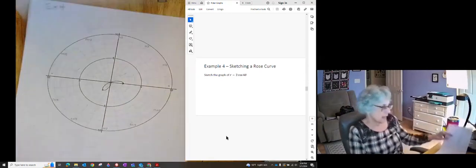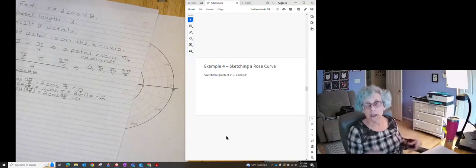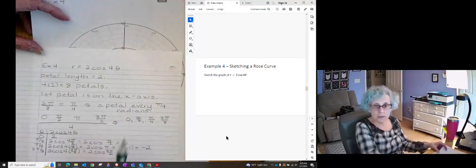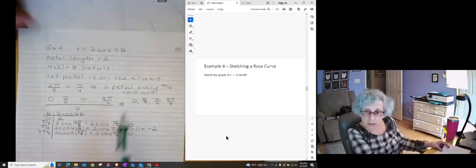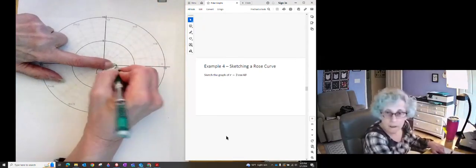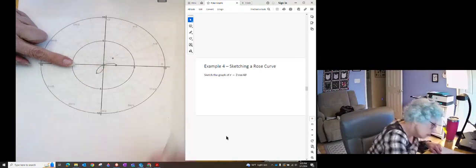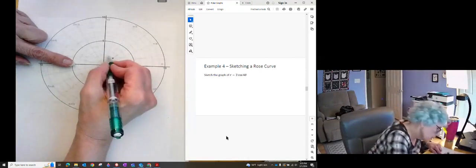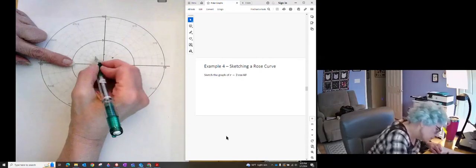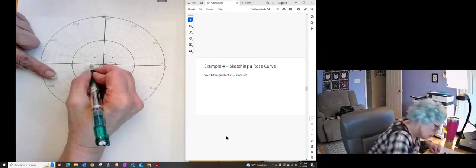So you can do this again and again and draw all your petals. But we already know that our petals are spaced every pi over 4. So I have one here at this axis, and then I move pi over 4. There'll be another petal there. I move pi over 4. There'll be another petal there. I move pi over 4. There'll be another petal there.